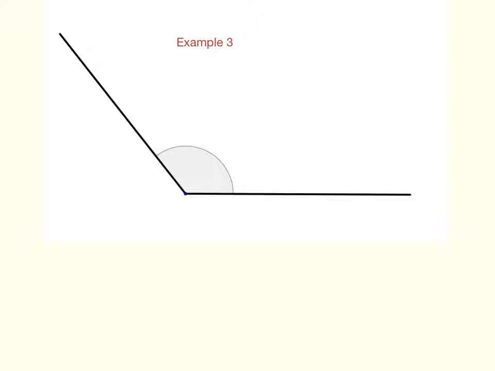Example 3 is the last kind of angle we're going to talk about today, and it is an obtuse angle. It is obtuse because the two line segments form an angle greater than 90 degrees, but also less than 180 degrees.